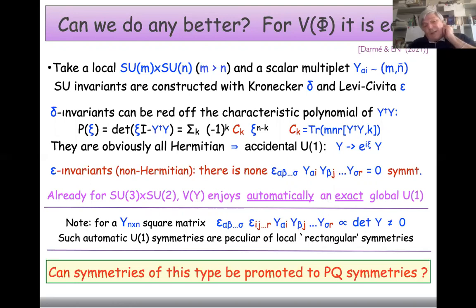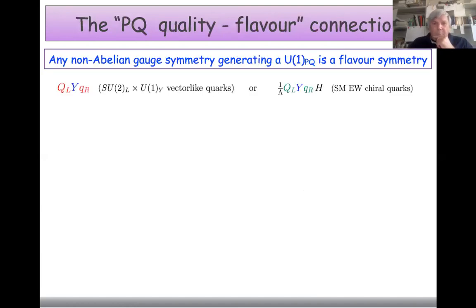So the question now is, can these symmetries be promoted to Peccei-Quinn symmetries? It would be great if it is possible. Let me note at this point that there is a connection between Peccei-Quinn quality, if we want to use an Abelian symmetry, and flavour. Flavour in the large sense. So any non-Abelian gauge symmetry generating a Peccei-Quinn symmetry is a flavour symmetry.